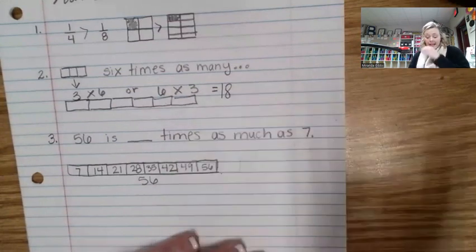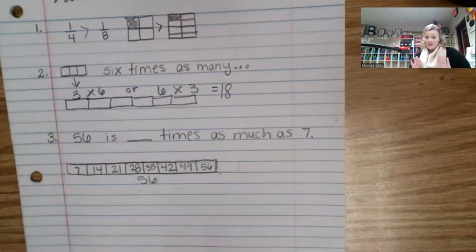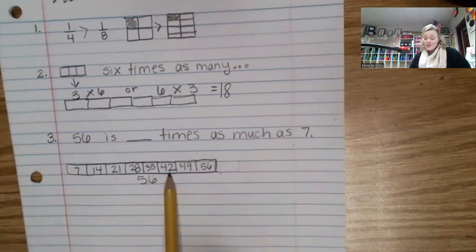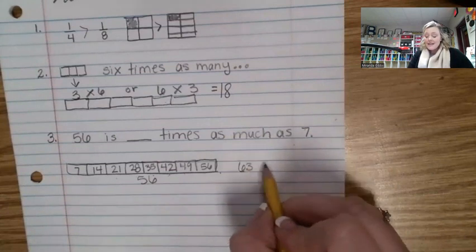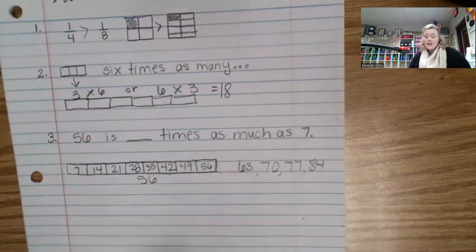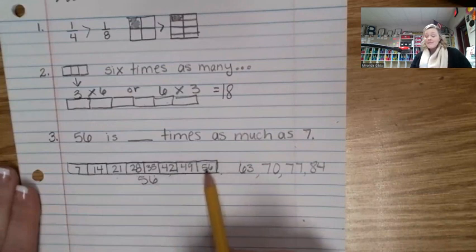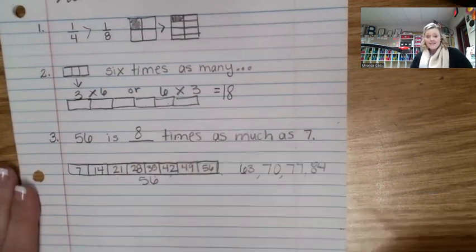So again, I could sing this if I needed to remember my 7 songs. So bear with me. Are you ready? I'm going to sing my 7 songs. You can sing along with me. 7, 14, 21, 28, and 35, 42, and 49, 56, and then we could keep going. 63, 70, and 77, 84, and now we're done. So if I know that 7 times 8 is 56, then 56 is 8 times as much as 7.